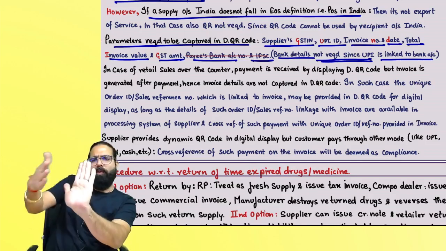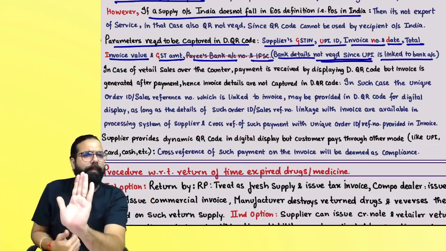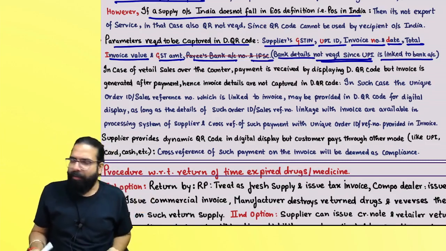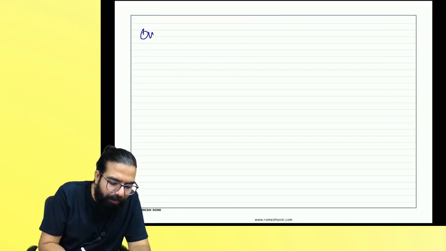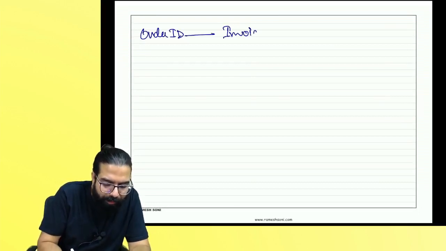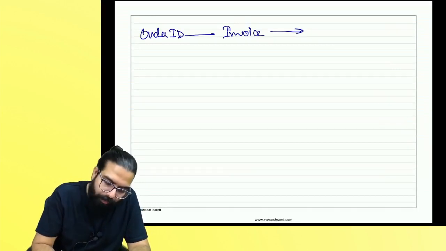Baba, when I give you a QR code, my UPI ID is already linked to my bank account, so why give you bank account details and IFSC? Then people told, sir, generally whenever a person comes, an order ID will be generated, and then we go ahead and generate the invoice. Everyone, an invoice we capture in the dynamic QR code, yes or no?